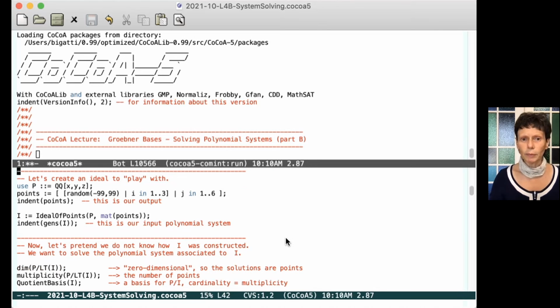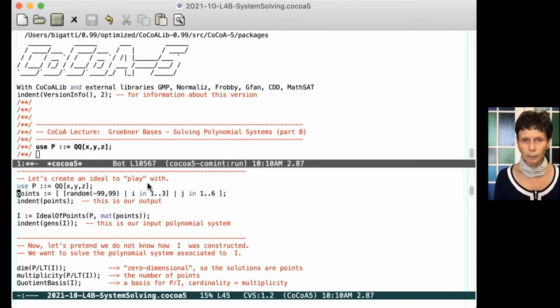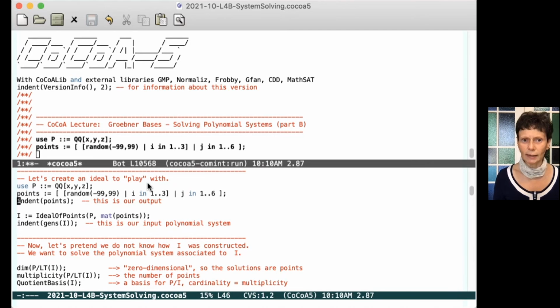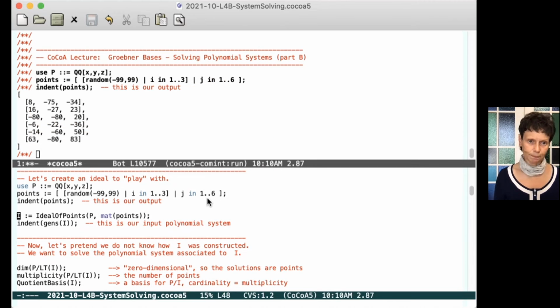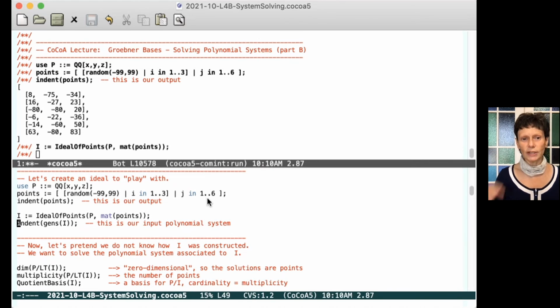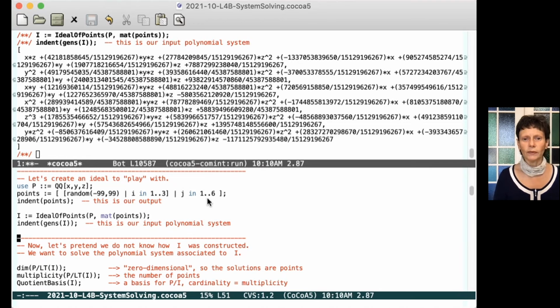So let's create an example to play with. I set the polynomial ring first, and then I choose some points. I create some random points. So I have 3 coordinates, 1, 2, 3, random numbers between minus 99 and 99, and then I repeat it 6 times. So I got 6 points with random coordinates. Then I call this magical function in CoCoA, which computes the system, and here is the system. So this ideal vanishes on those 6 points.